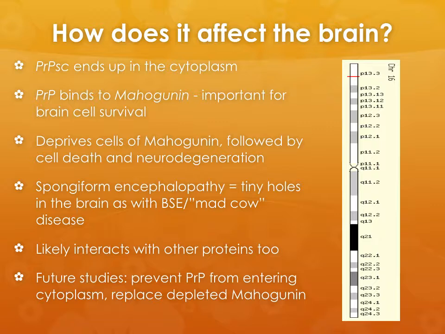Mahogunin plays an important role in ion and protein binding, cleaving proteins involved in alternative splicing, and the negative regulation of G protein and cyclic AMP signaling pathways. It also plays an important role in targeting misfolded proteins and promoting degradation, preventing the accumulation that destroys brain cells and results in neurodegeneration in the first place.